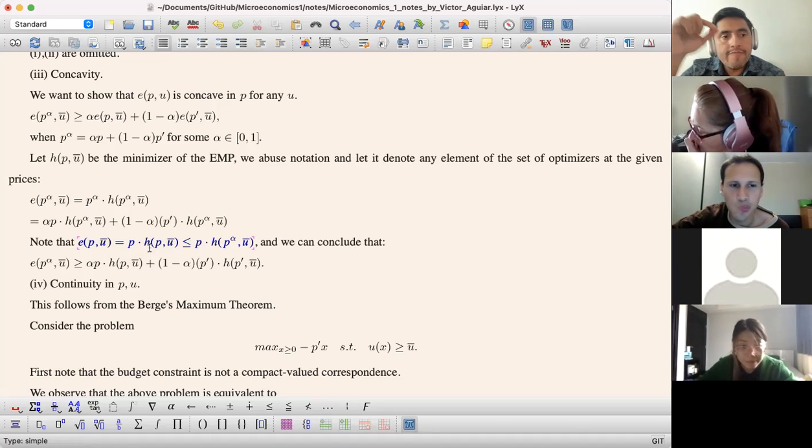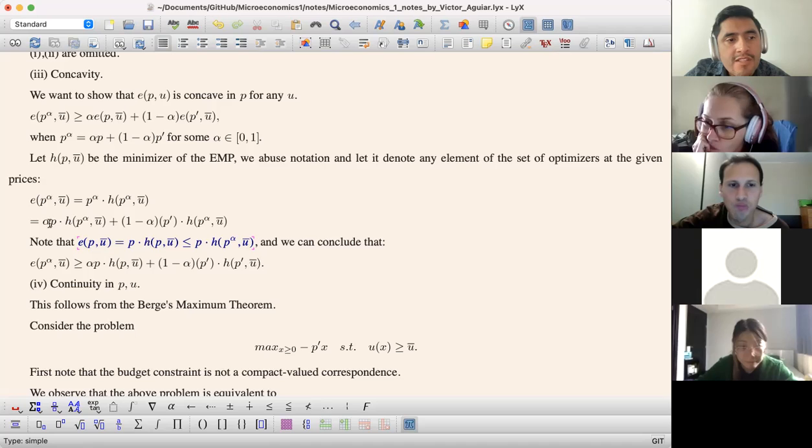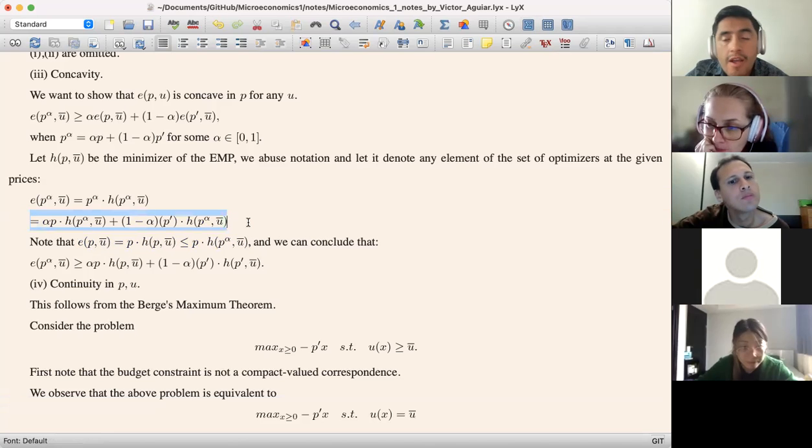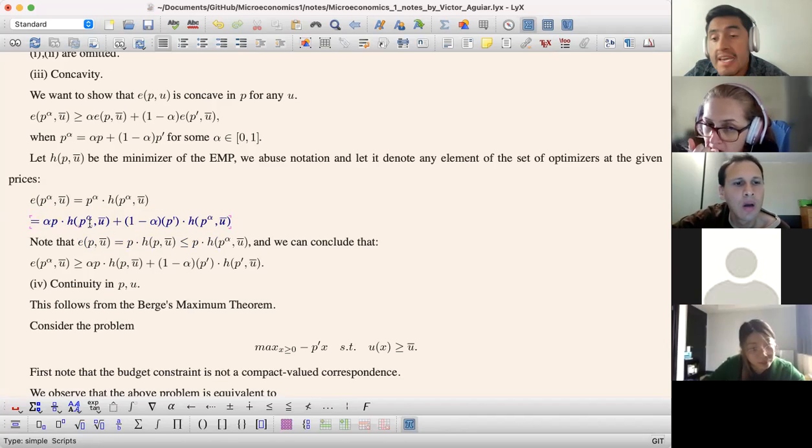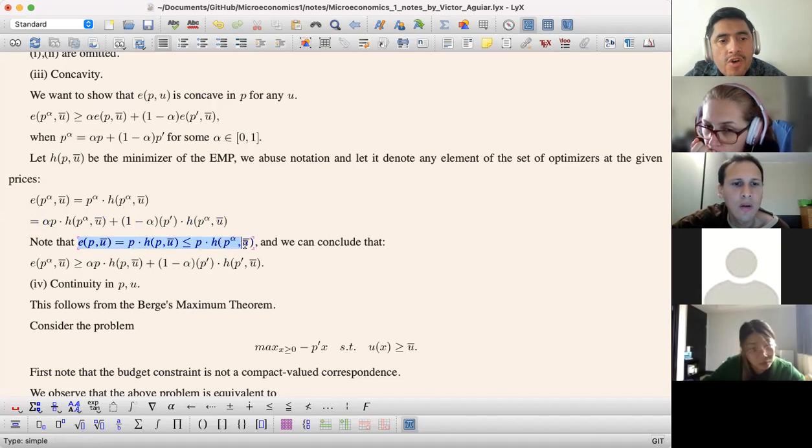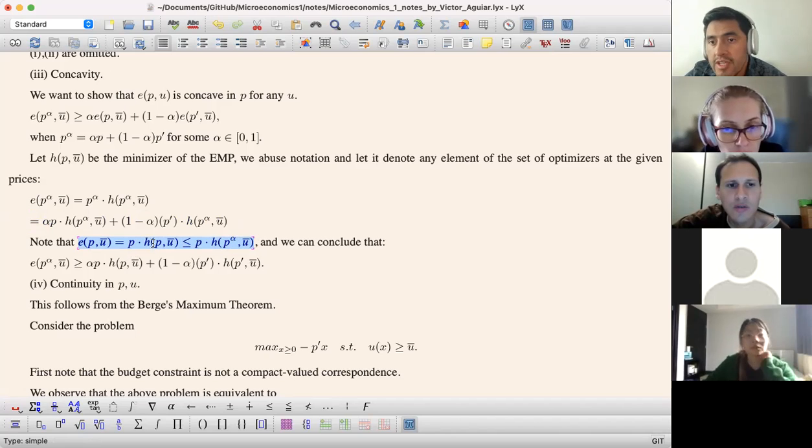That's the key for the proof. Now, go back to the expansion and look at this object. You have P times H of P alpha, but I already wrote an inequality. So I know that P times H of P alpha is greater than or equal to P times H of P. Do you understand?